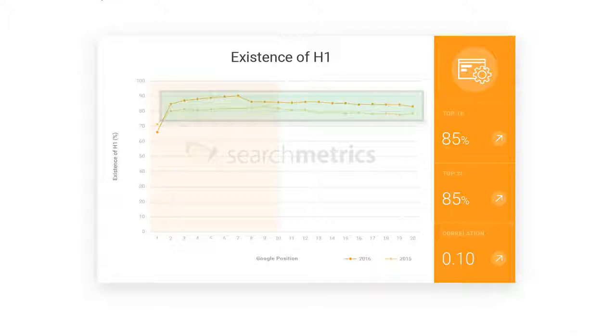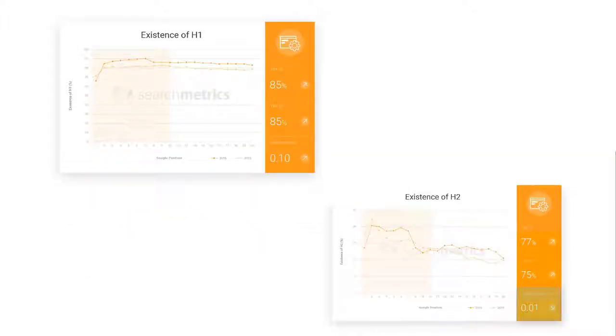In recent 2016 research data, the proportion of landing pages with an H1 in the source code has risen for almost all search positions compared with last year. The interesting part in this year's research is the correlation factor itself. It is 10% for existence of H1 and just 1% for existence of H2. Google has diverted its importance from existence of H2 in 2015 to existence of H1 in 2016.